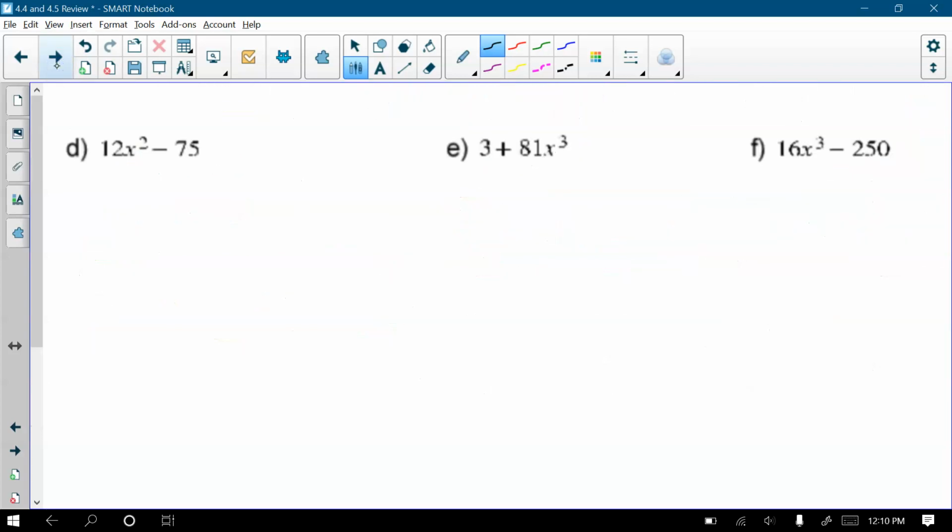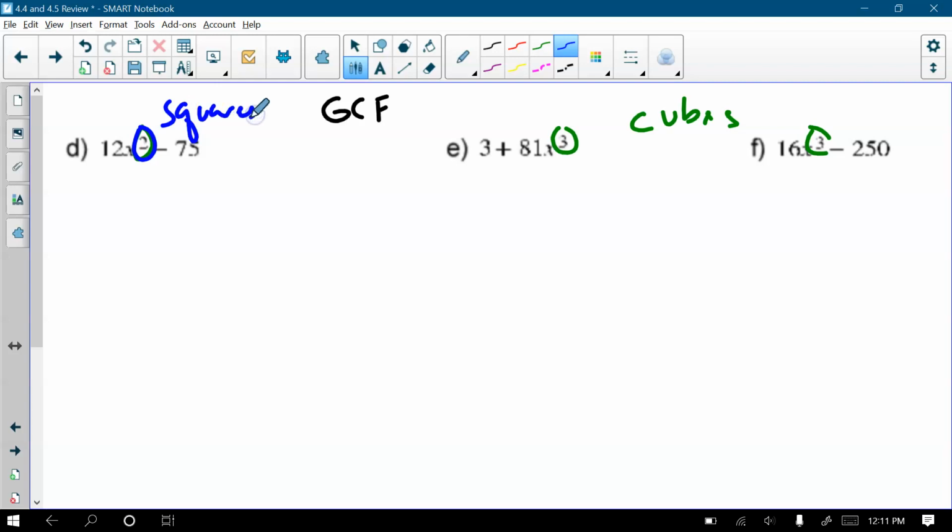Okay, D. So again, let's make sure we're looking for GCF first before we try anything else. And I'm also going to circle here that there's a squared here. In this problem, there's a cubed and a cubed. So these are cubes, but this one is squares. So we have different formulas for each one. All right, so let's deal with D first and deal with the GCF before that. So GCF of 12 and 75.